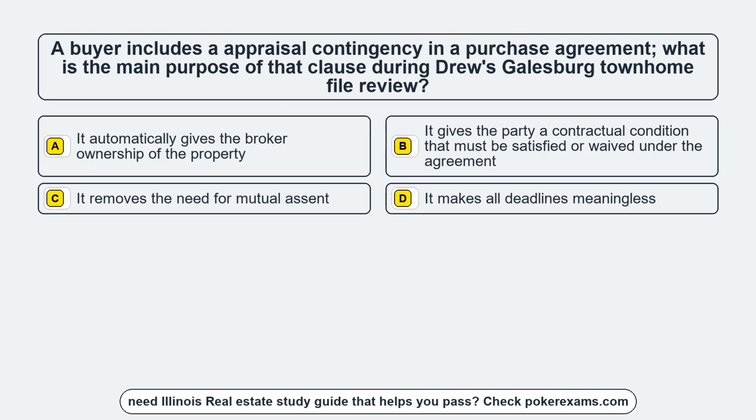Question 2. A buyer includes an appraisal contingency in a purchase agreement. What is the main purpose of that clause during Drew's Galesburg townhome file review? Option A. It automatically gives the broker ownership of the property. Option B. It gives the party a contractual condition that must be satisfied or waived under the agreement. Option C. It removes the need for mutual assent. Option D. It makes all deadlines meaningless.